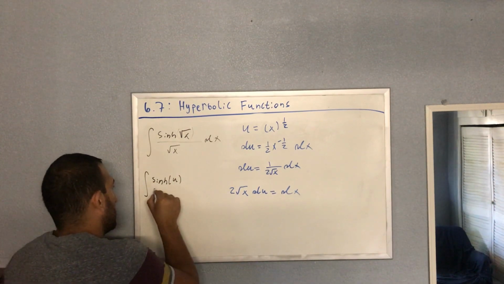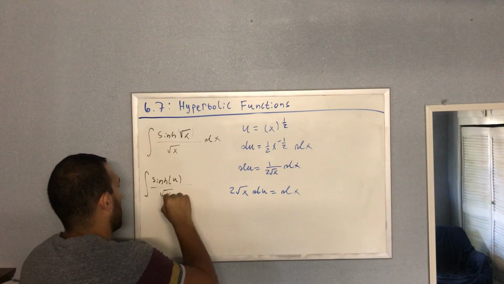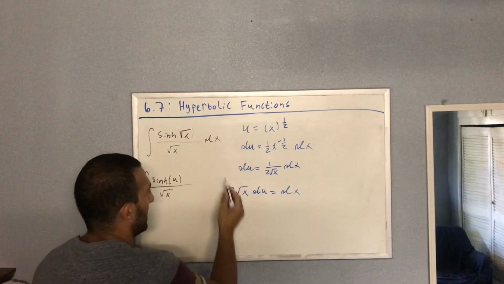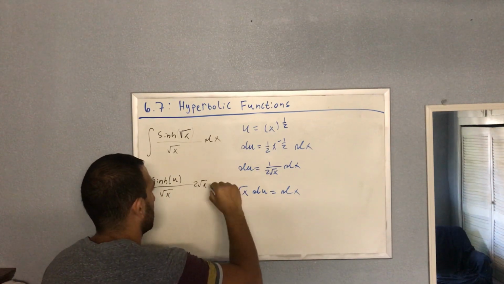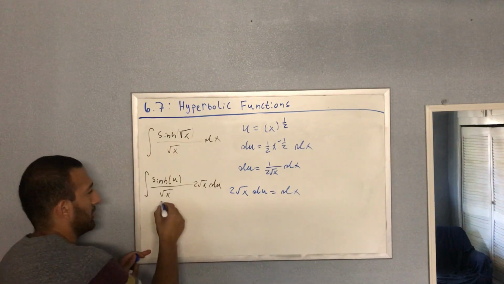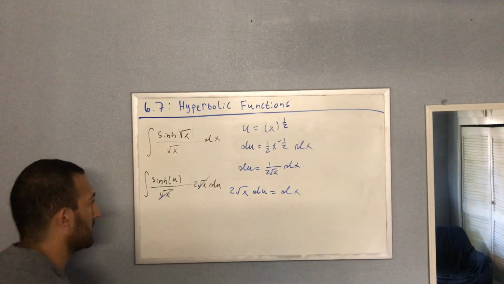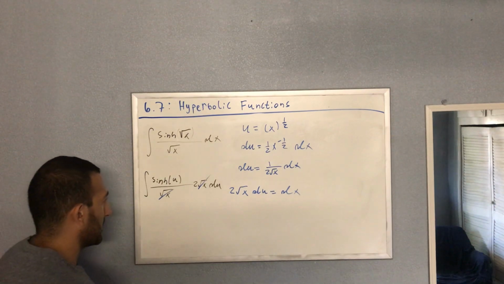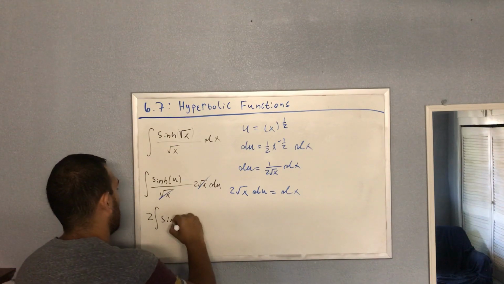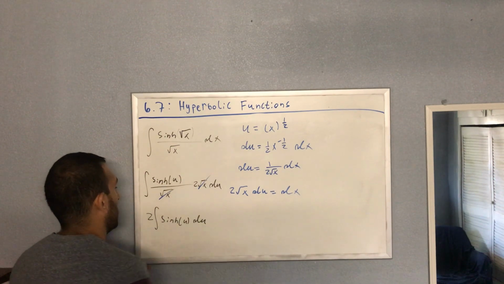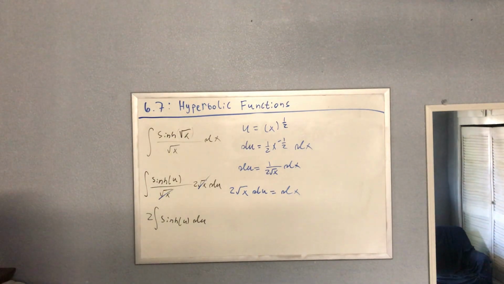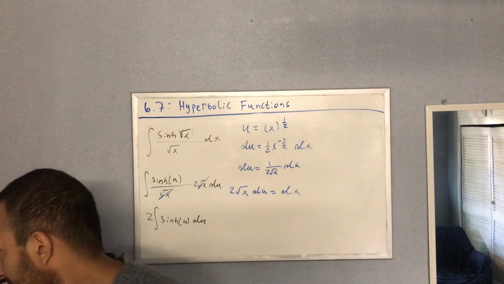So we get sinh u over, we'll keep this one root x, and then dx is 2 root x du. And so very nicely the root x's cancel. And then the 2 is a constant, so it floats in front of the integral. And now you may think, what's the integral of sinh? We never talked about this.